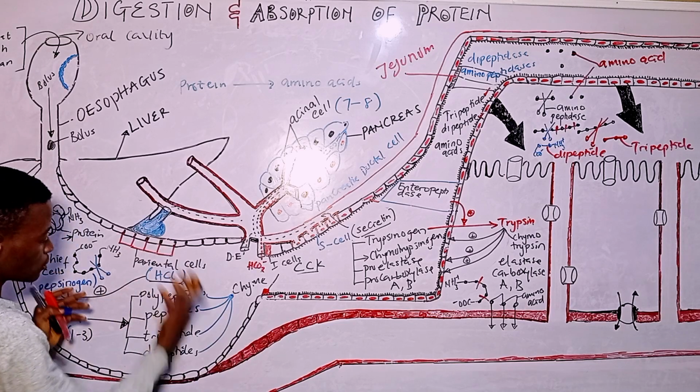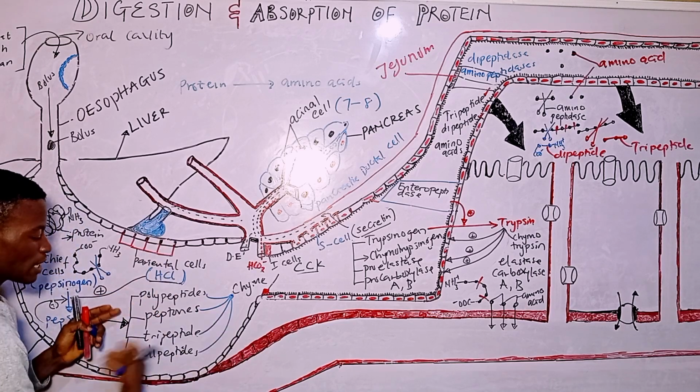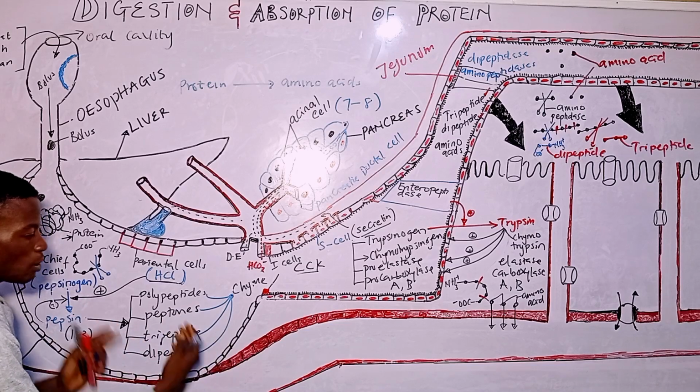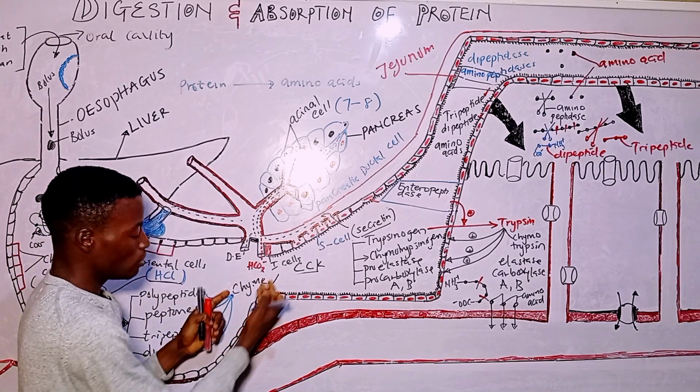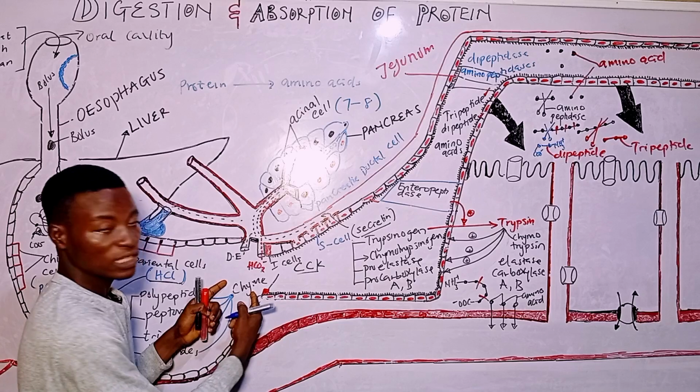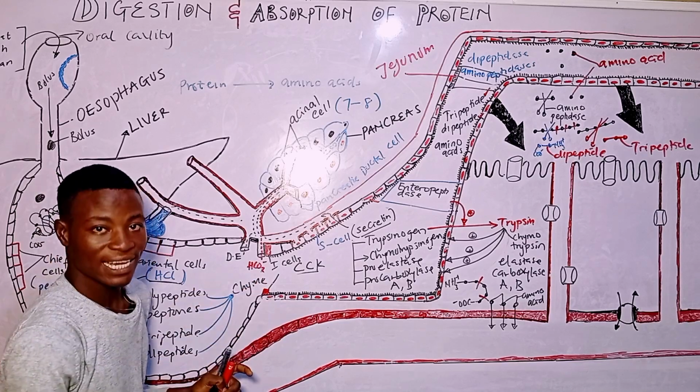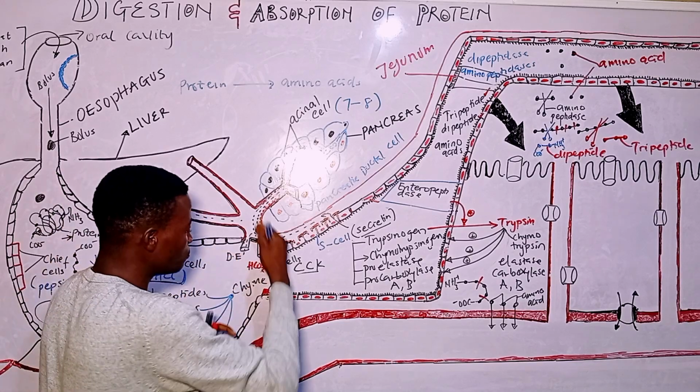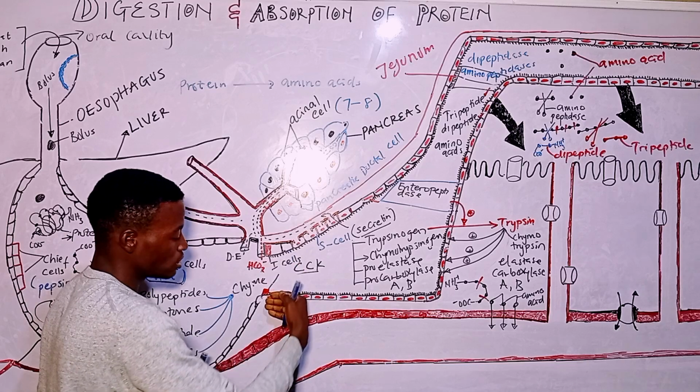So the acidic content of the stomach will mix with the polypeptides, peptones, tripeptides, and dipeptides to form a special kind of product here, which is the chyme. So this chyme is highly acidic. Once the chyme reaches the first part of the intestine, which is the duodenum.